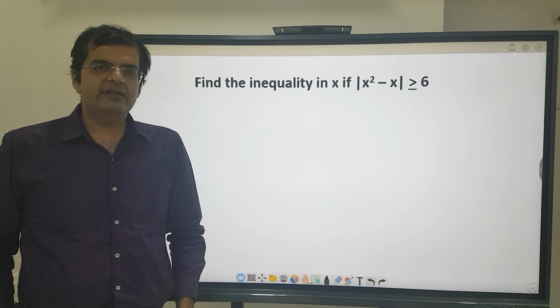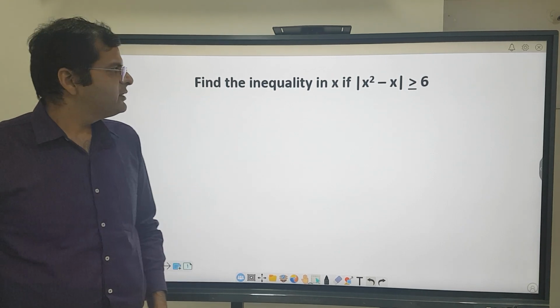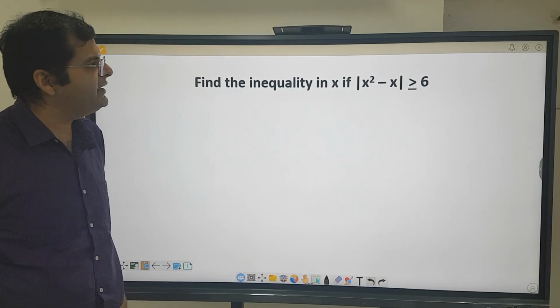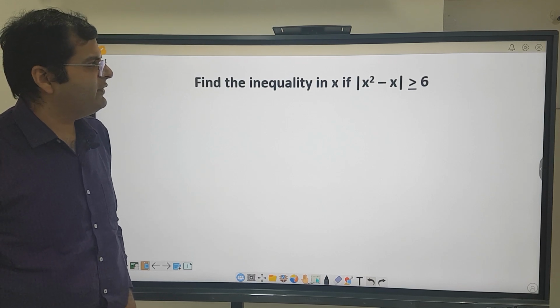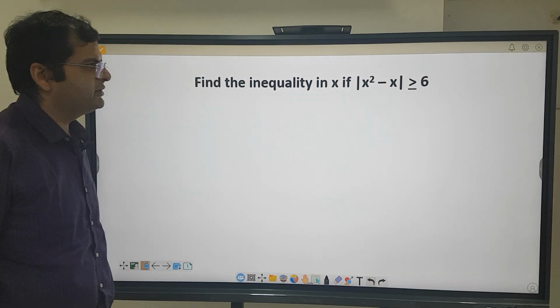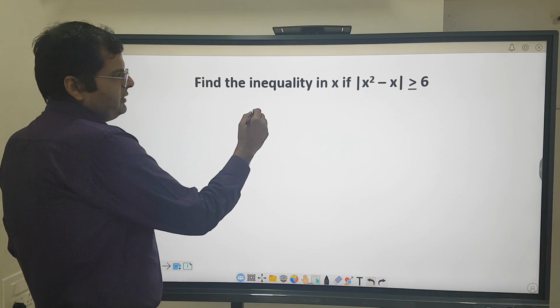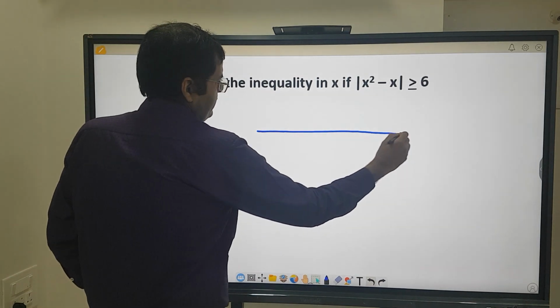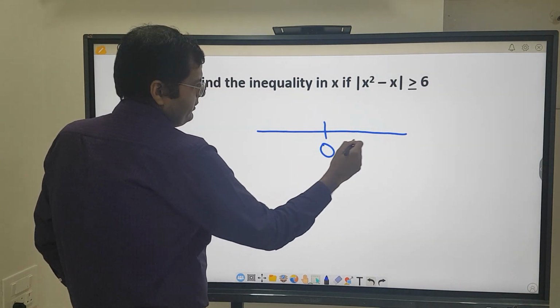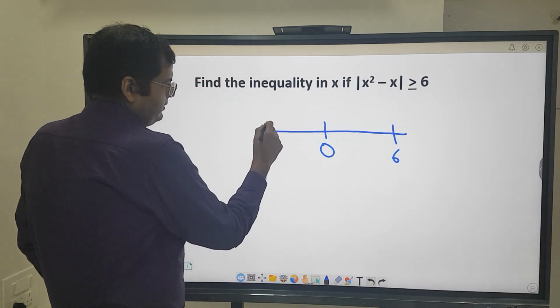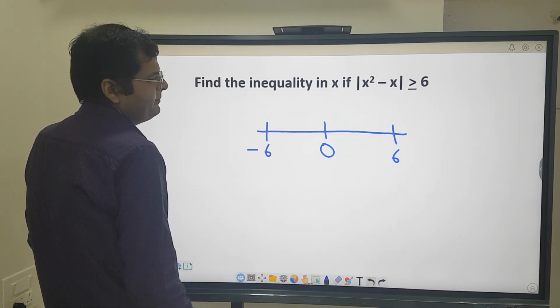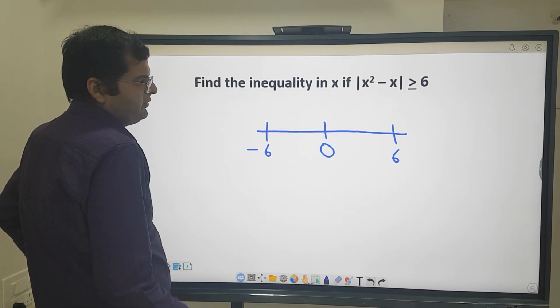So this is the 37th question of the algebra chapter. The question says: find the inequality in x if the absolute value of x square minus x is greater than or equal to 6. Okay. So first of all, this is an absolute value given to us, so I'll draw the number line. This is greater than or equal to 6 over here.